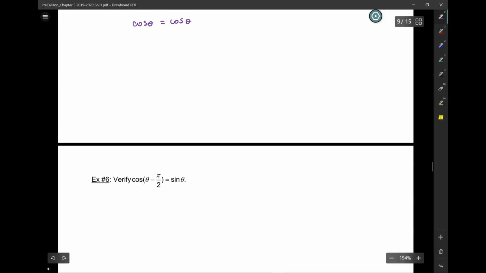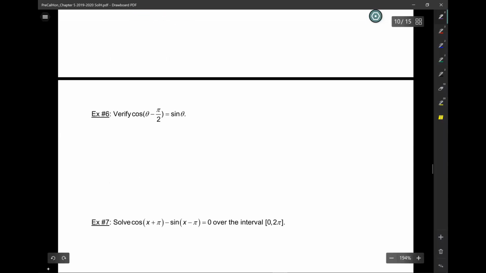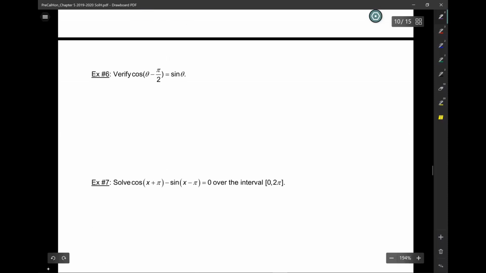Okay. Cofunction identity. Is this the cofunction identity or not? The cofunction identity is cosine of pi over 2 minus theta. But this one is cosine of theta minus pi over 2. It's the negative of it. But since it's cosine, does that matter? It doesn't, because we just proved that it stays the same.